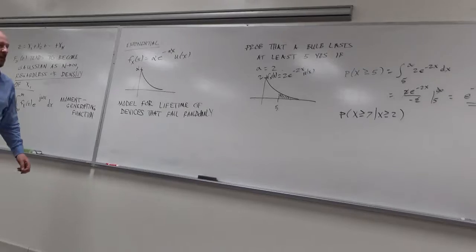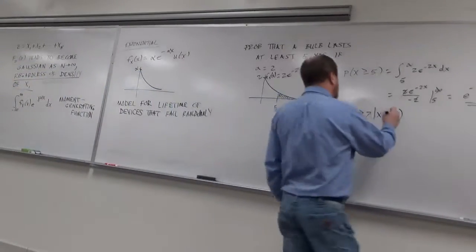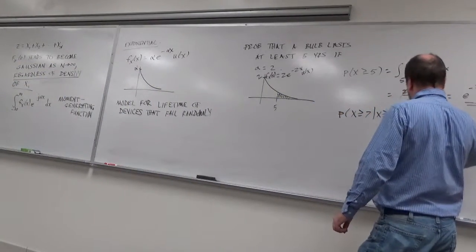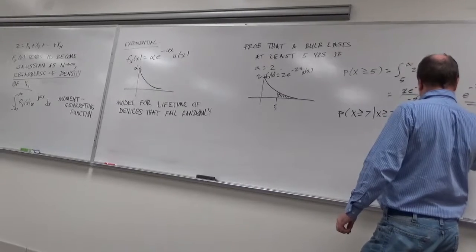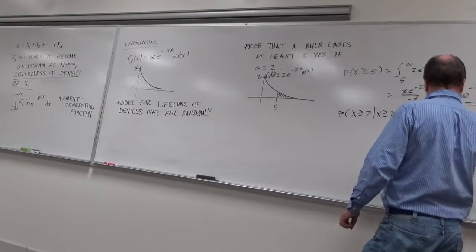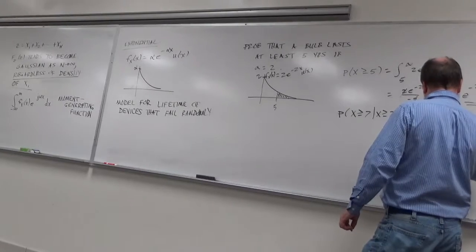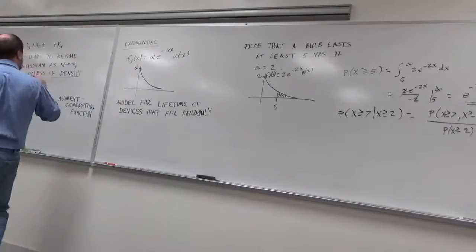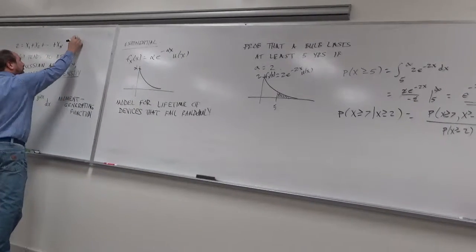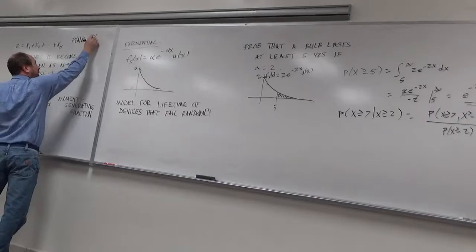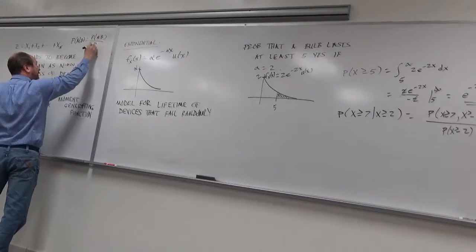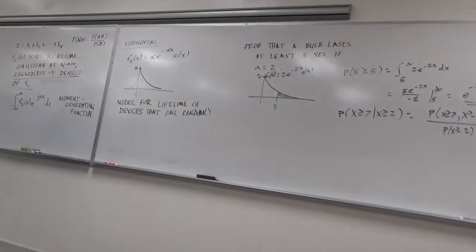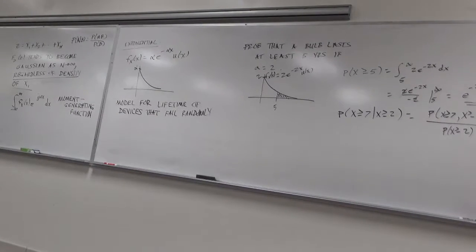Okay? The definition of that is the probability that x greater than or equal to 7 and x is greater than or equal to 2, divided by the probability that x is greater than or equal to 2. Does that sound familiar now? The way you may have seen it before, A given B is probability of AB over probability of B. And here A is x greater than or equal to 7 and B is x greater than or equal to 2. Right?